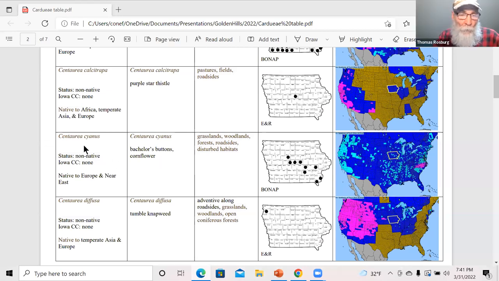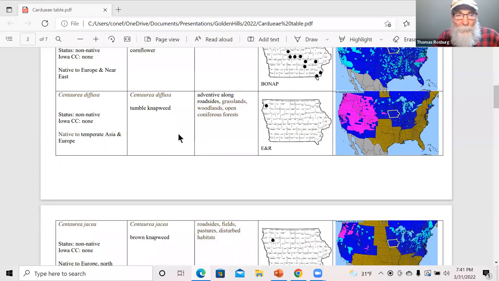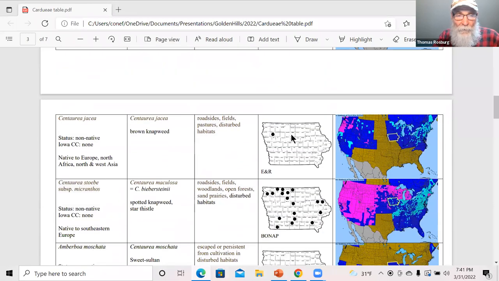So we'll look at cyanus here. That's one of the four species that I'm going to put into a key, because there's a few more counties for it. Diffusa, again, doesn't look like it's really a Western species. Oh, and the pink here means that it's a noxious species in that state. Centaurea jacea is, again, just one lone record.